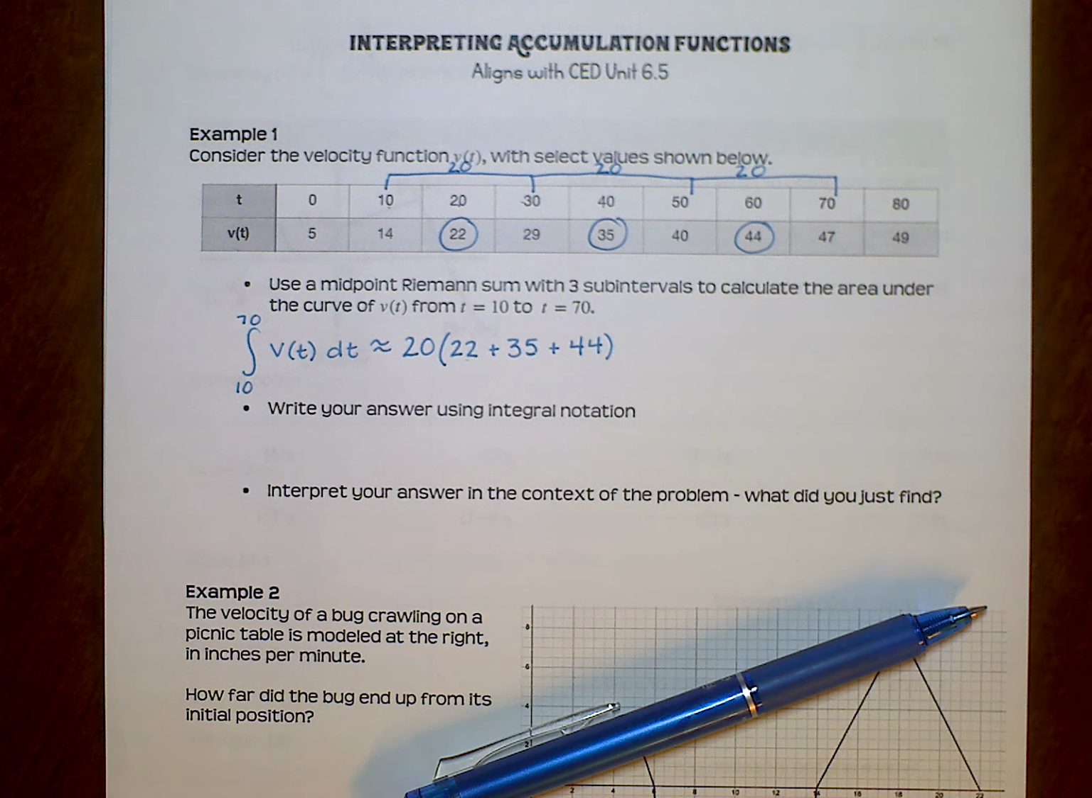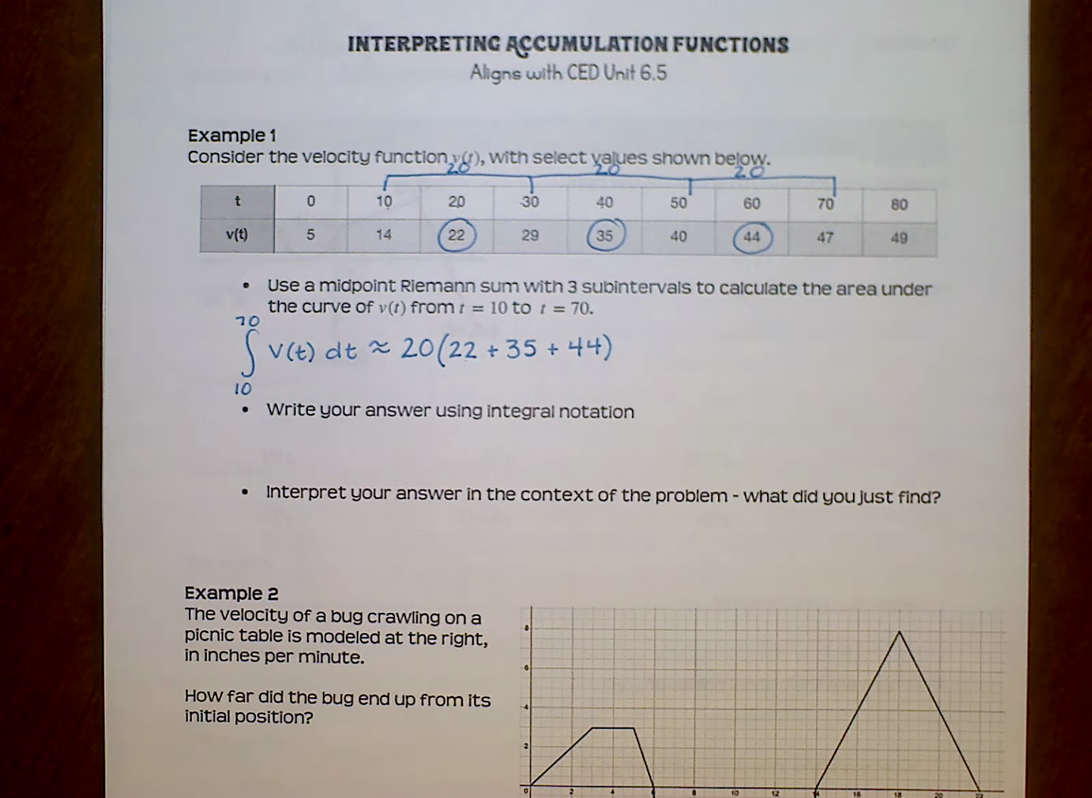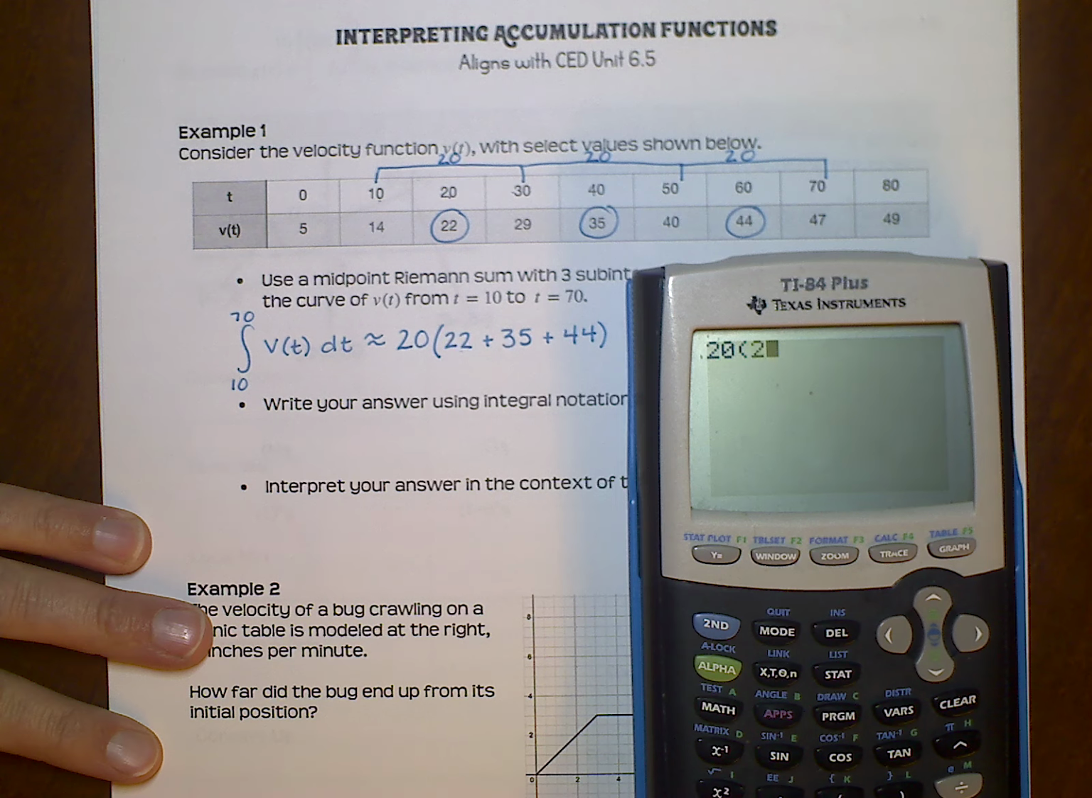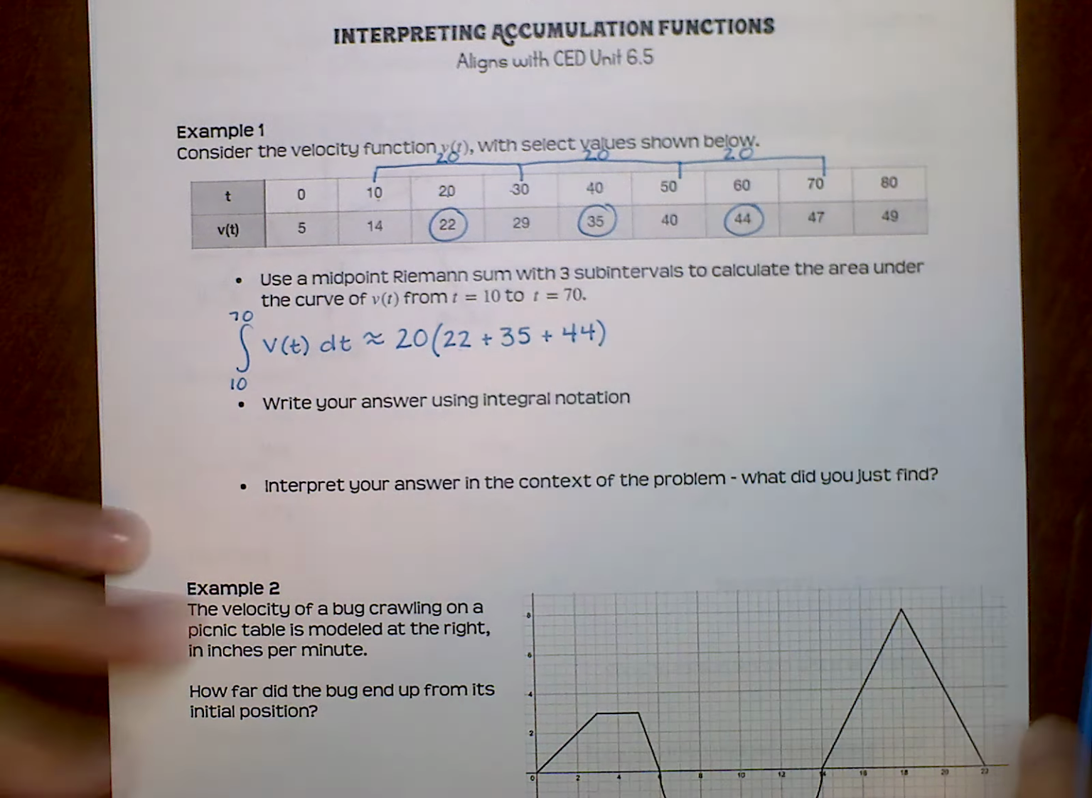Okay. Let me do this math real quick. Sorry, I wasn't prepared with a calculator here. 22 plus 35. I might have to cheat and use the phone here. Okay, here we go. 20 times 22 plus 35 plus 44. And I get an area of 2020.